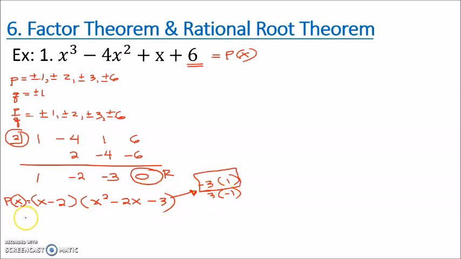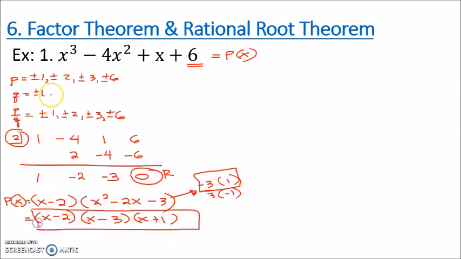Okay? And so, meaning, that is x minus 2, kopyahin lang natin. And then, yung factors niyan, alright? So, x, and then x. Then, we have negative 3 and positive 1. So, negative 3 and positive 1. So, meaning, ito na yung factored form ng polynomial na ito. Okay?